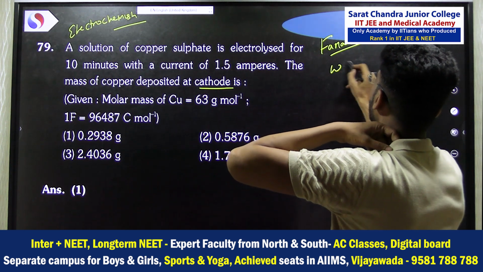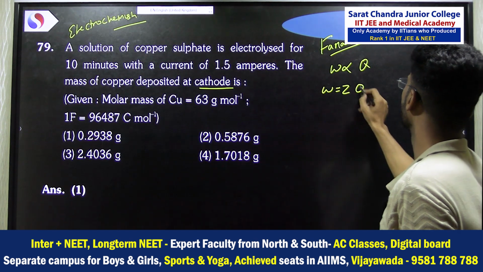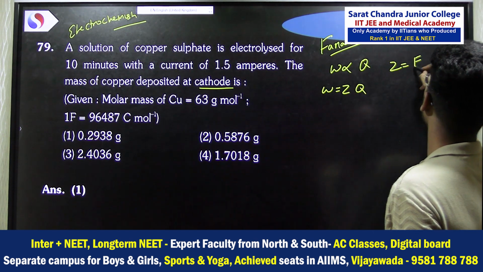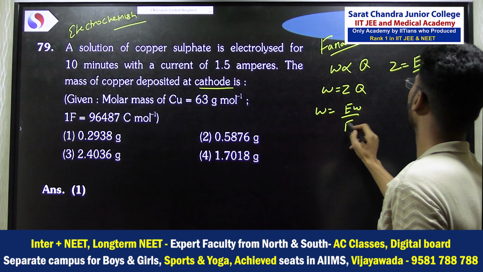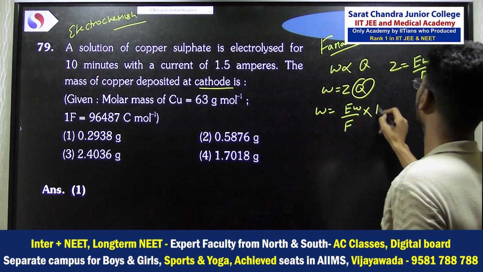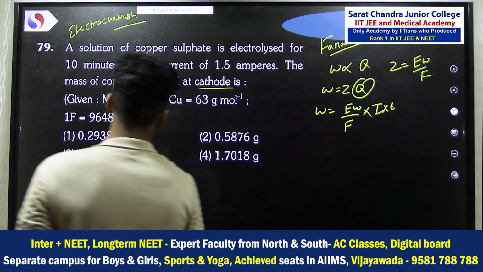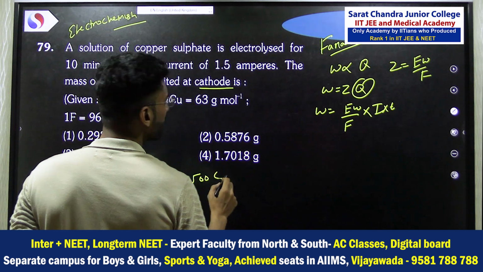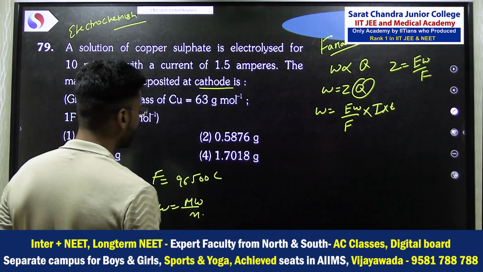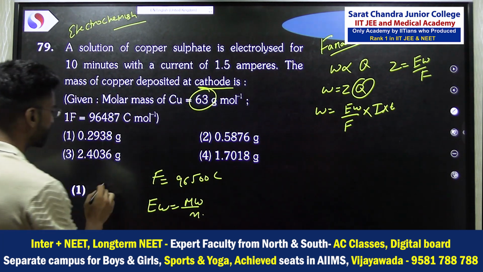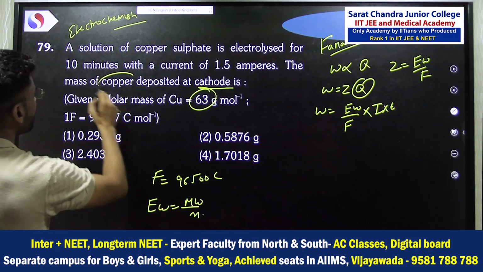Faraday's second law: weight is directly proportional to the charge. If I remove the proportional sign, Z is nothing but equivalent weight divided by Faraday. So W is equal to equivalent weight divided by Faraday, and charge is nothing but I into T. The value of 1 Faraday is 96500 coulomb. How to calculate equivalent weight? Molecular weight divided by n factor. Molecular weight is given as 63. What is the n factor?